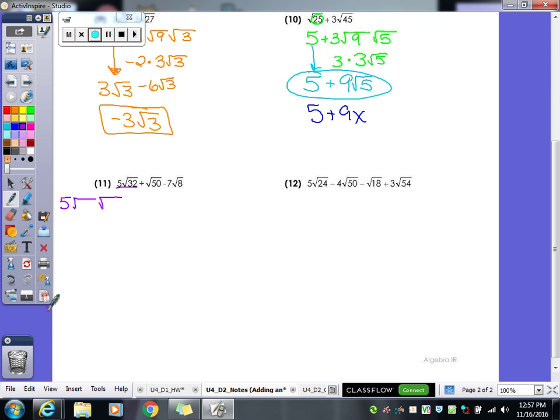8's not perfect. 16. 16 and 2. The other one that goes into it is 4. And a lot of people will find 4 first, but that's not the largest. You always got to remember to find the largest one. So 16 comes out of this radical sign as a 4. And then I have to do it times that 5 that was already out in front. So what do we get for that one? Perfect. So our 5 radical 32 reduces to 20 radical 2.